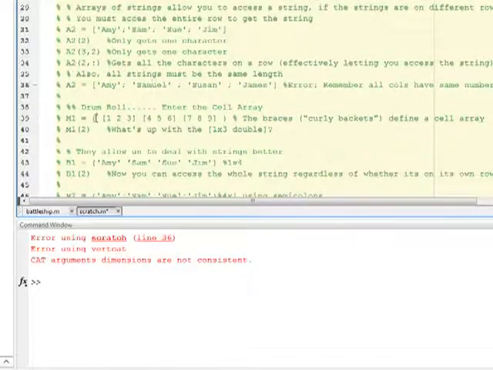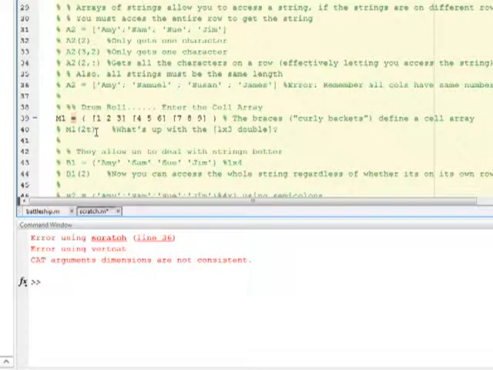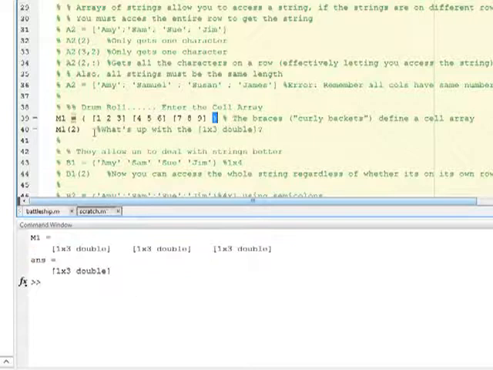So drum roll, a little corny, but drum roll, we enter the cell array. So now what I'm going to do is define M1 as a cell array. Notice I have the braces here, right? And when I click this, notice now M1 is a 1 by 3 of double, a 1 by 3 of double, a 1 by 3 of double. And my answer when I got M2 is a 1 by 3 of double.